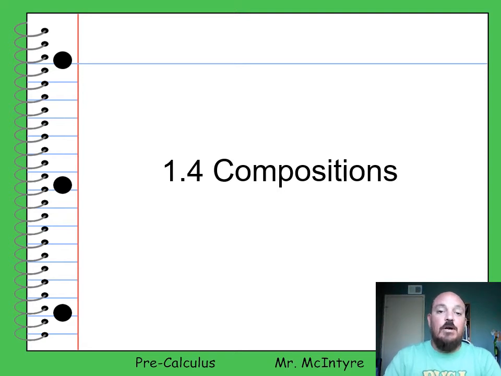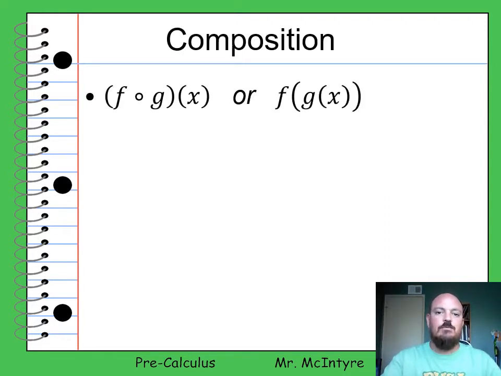All right, here we are with Chapter 1, Section 4 on compositions. And I'm going to start us off with the notation. There are two different notations for a composition. Both of them mean the exact same thing. So you see right there, the first one, that little circle, that's the symbol for composition. That first one actually says, in words you would say f of g of x. So it's like the little circle means the word "of."